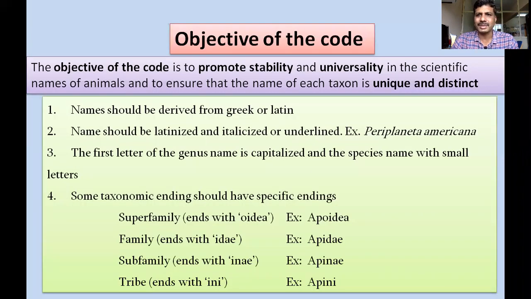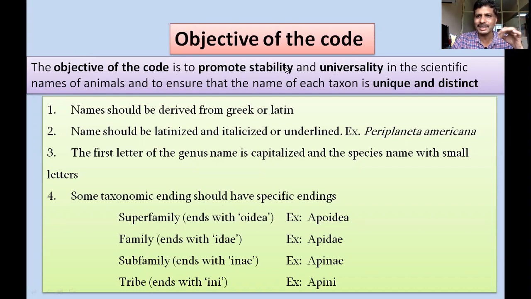So what is the objective of the code? What is very important? In fact, there are a number of objectives and principles of this ICZN. Very important objectives actually I picked up and am mentioning at this juncture. So the objective of the code is to promote stability and universality.